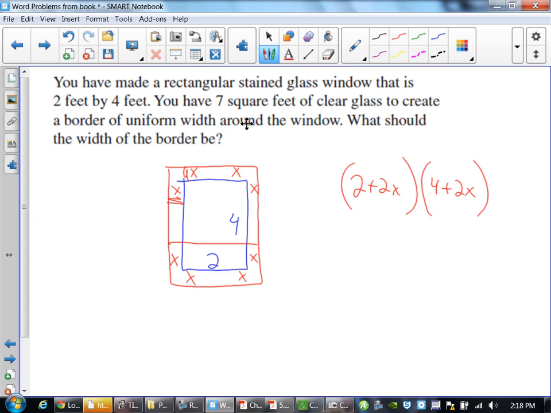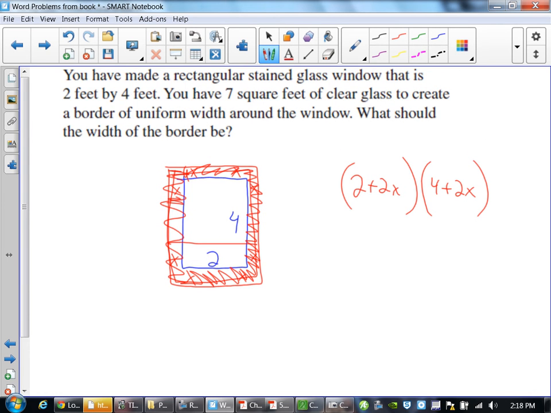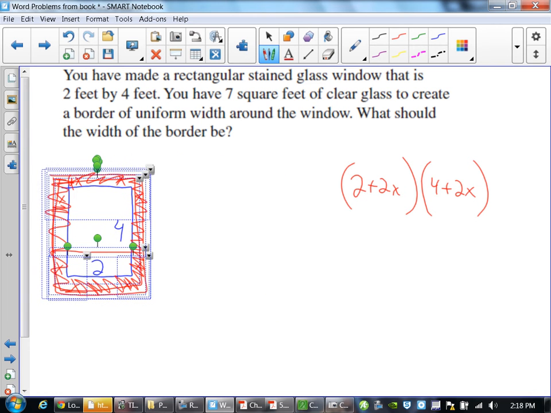What we were looking to find was this area. Since I have 7 square feet of glass to work with, what should be the value of x? So it's the same value all the way around. If I know that I only have this much stuff to work with, that means that total area has to equal, oops. I do it all at once.